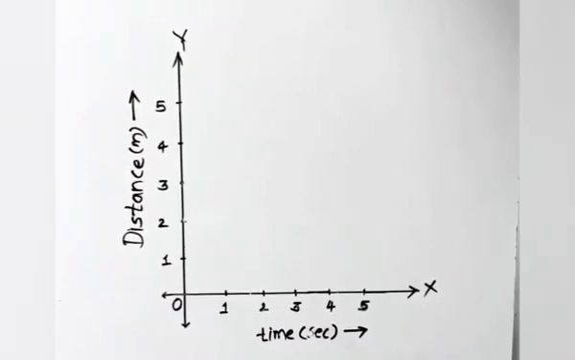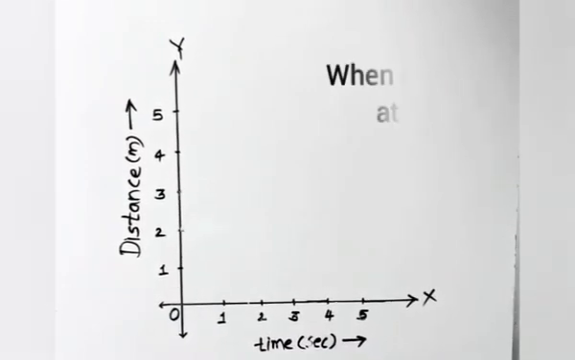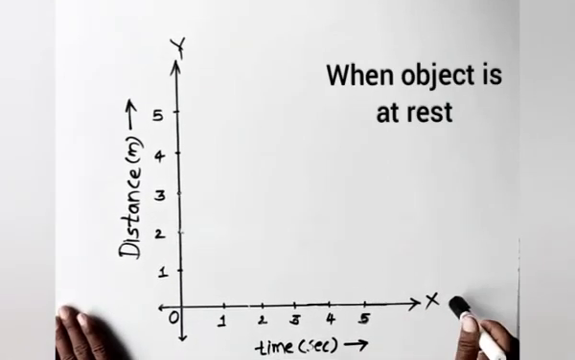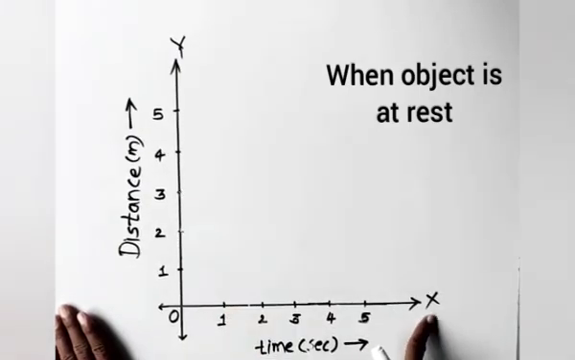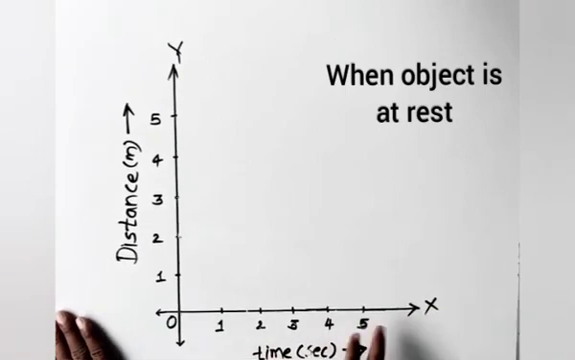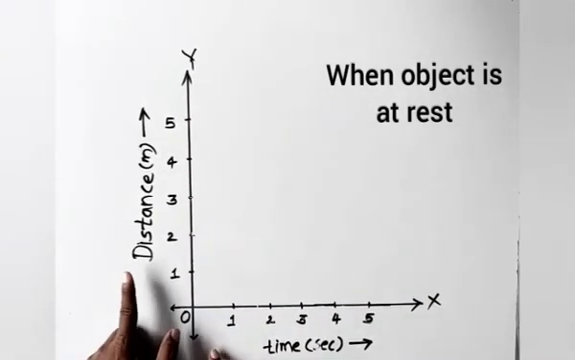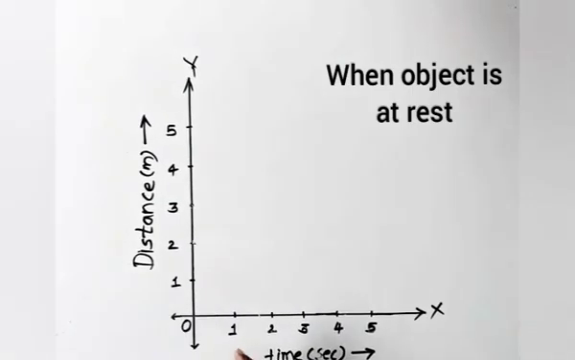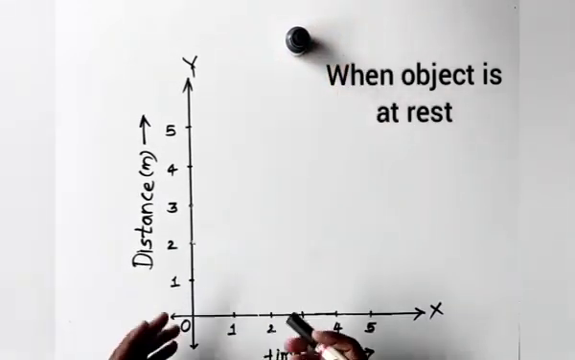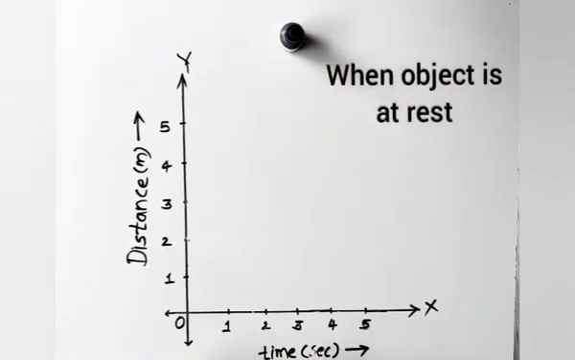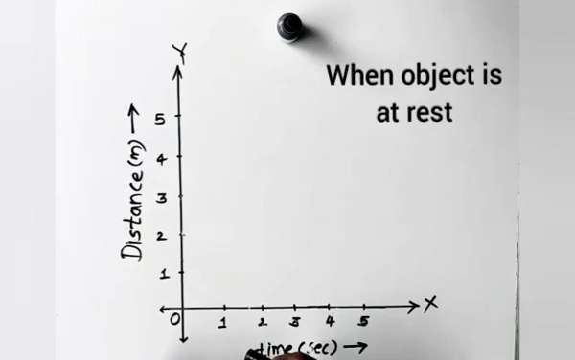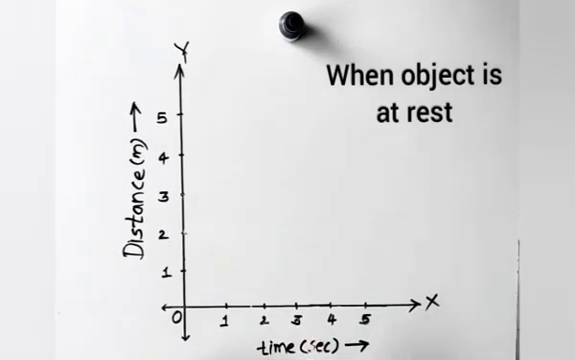Now let's plot the distance time graph when the object is at rest. See this graph on which we have already plotted the x and y axis. Along the x axis we have taken time, because the x axis is always called the time axis, and along the y axis we have taken the distance. Now let's assume that I have this ink bottle which is kept 2 meter away from me. Now after 1 second, can you say where the bottle is? It is still 2 meter away from me because it is at rest, correct?